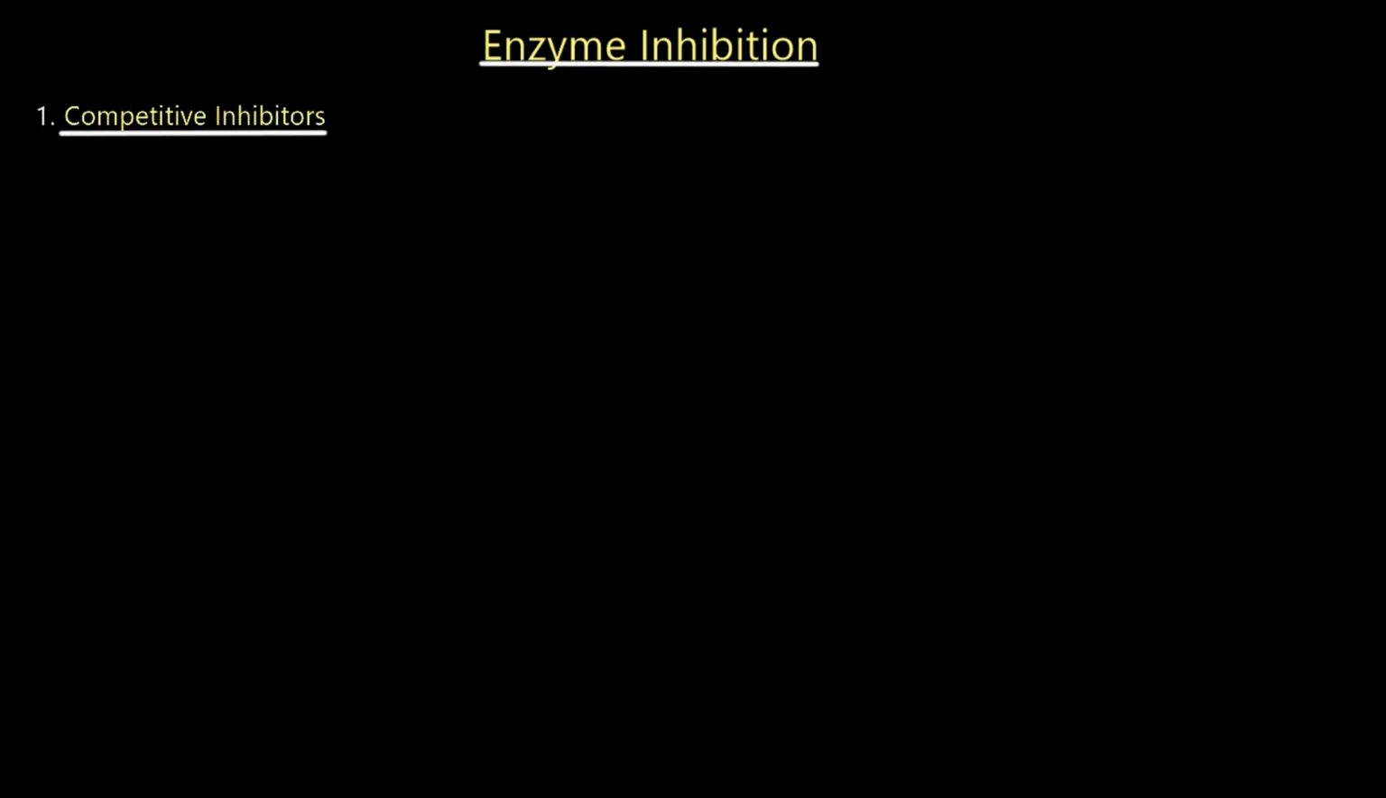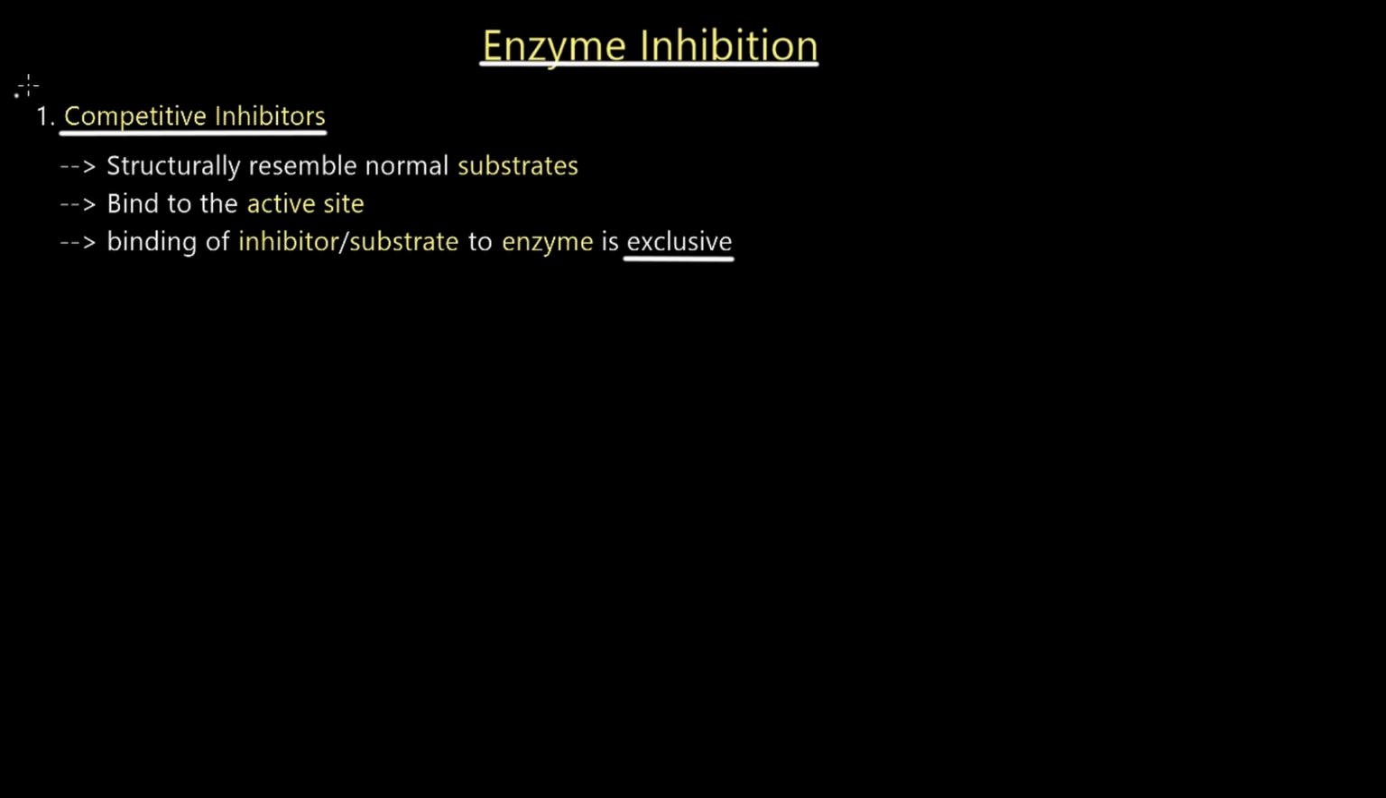And first, let's begin with competitive inhibitors and what those are. So structurally, competitive inhibitors look and resemble normal substrates. They look exactly the same, they have the same kinds of shape. They could differ a little bit in terms of their structural abilities and their functions. However, they are able to bind to enzymes in exactly the same way, in the exact same active site as the substrates that we need for the reaction.